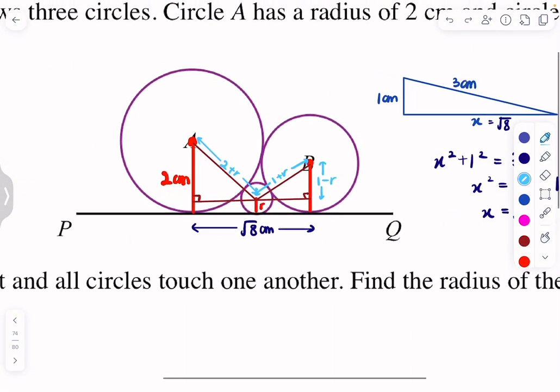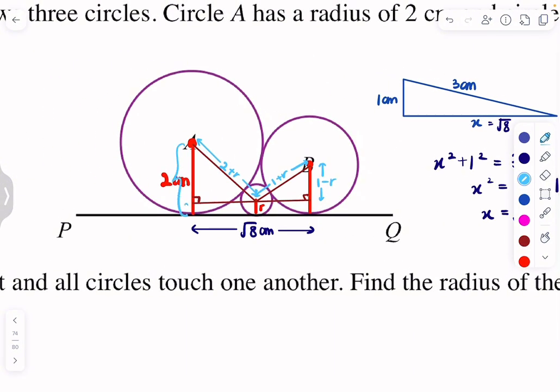This side, this whole thing is 2 cm, this is R cm, so this will be 2 minus R.